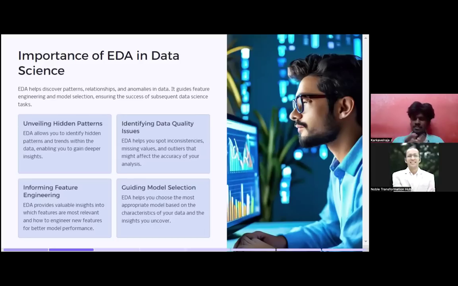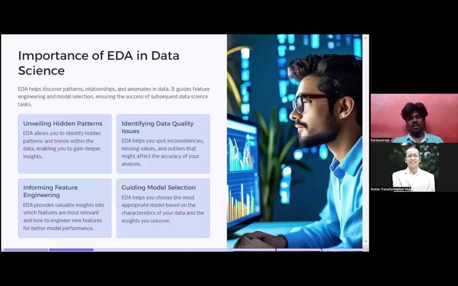So like that, there will be some trends. In order to identify that kind of pattern, we use EDA. Next is identifying the data quality issue. What this EDA will tell us is how accurate the data is for your model to use. That's another thing, data quality.